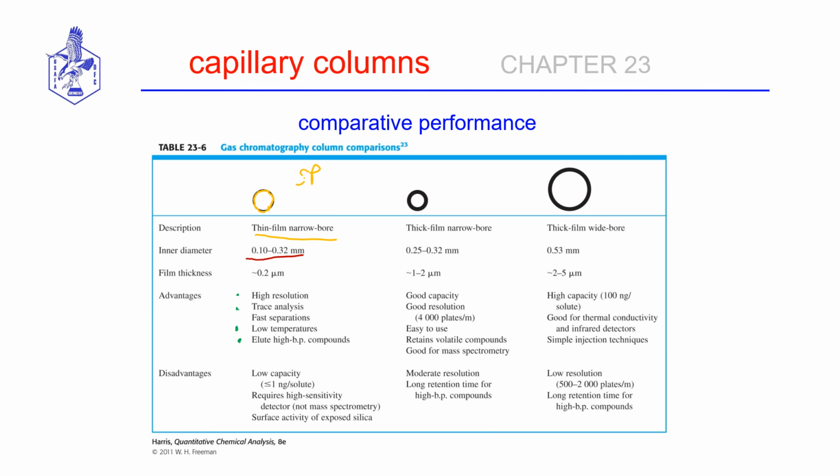The disadvantages of a thin film narrow bore column: obviously, since there's so little stationary phase material, we have low capacity. You can easily overload these columns.